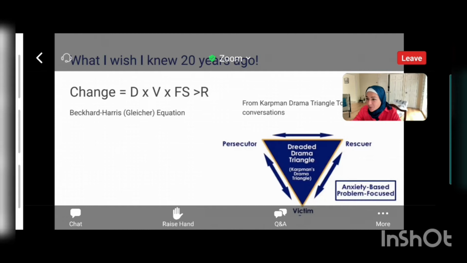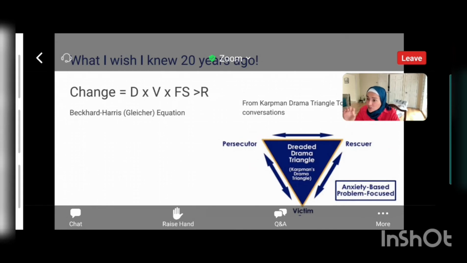So what I wish I knew 20 years ago, I want to share this with you right at the beginning, because this is my gift to you, okay? If you ever want to achieve change, you see a situation where change needs to be achieved. What the change results from, first of all, there's these 4 components.